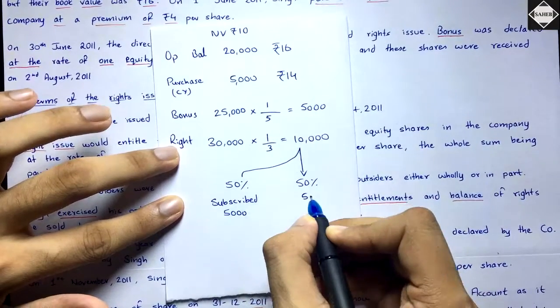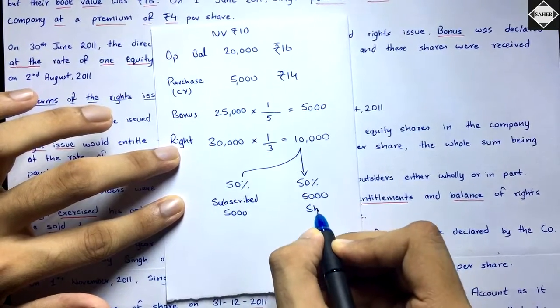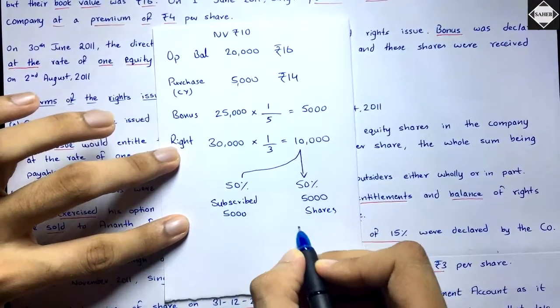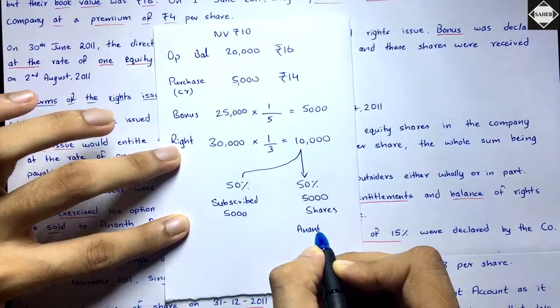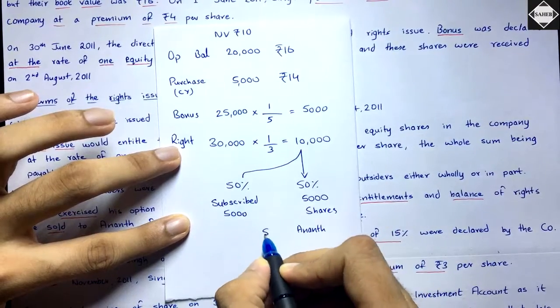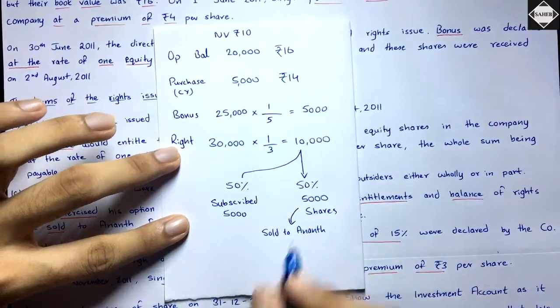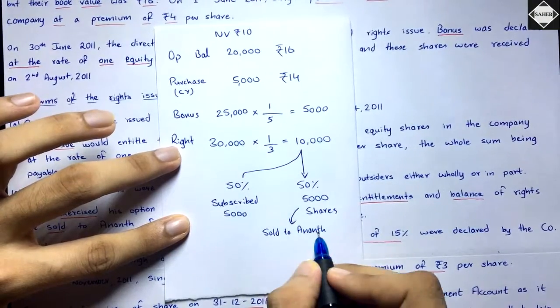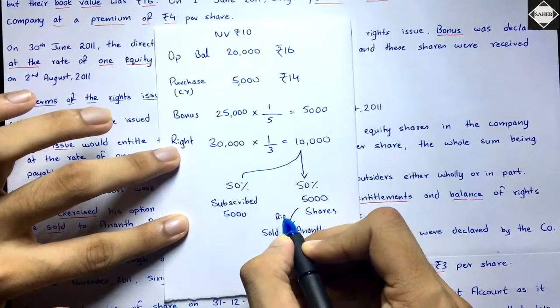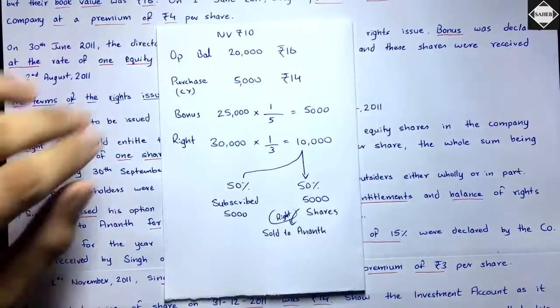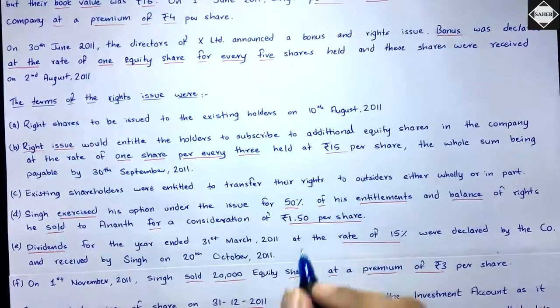The remaining 50%, 5,000 shares, the right to purchase these 5,000 shares, he sold it to Mr. Anand. What did he sell? He didn't sell the shares, he sold the right. Right has been sold to Anand. Right to what? Right to purchase these 5,000 shares. Is that clear? And he sold that for 1.50 per share.